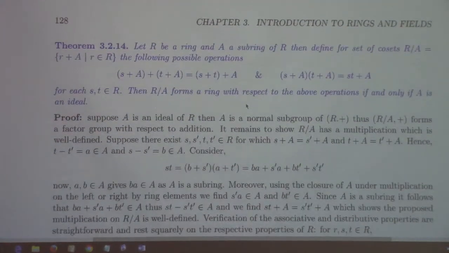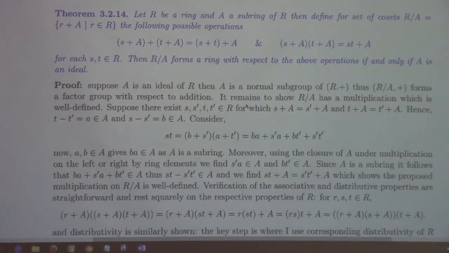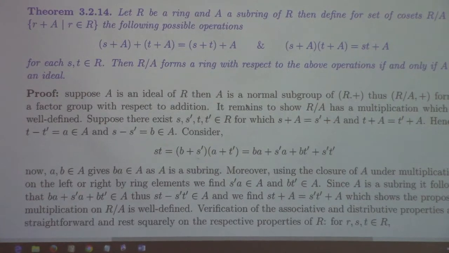All right. I will continue down this show and tell. So I presented this theorem to you last time. If we have a subring which is also an ideal, then this is how you define the quotient ring or factor ring of R by A. These will be well-defined operations, provided that A is an ideal. All right. So we're going to use that.